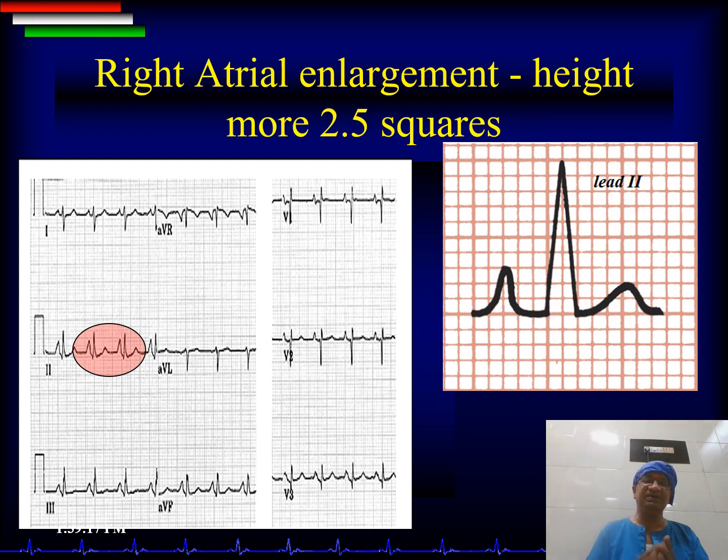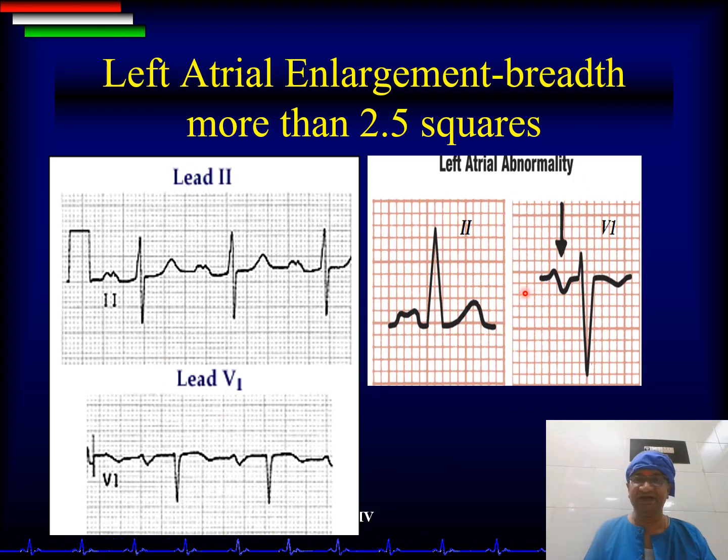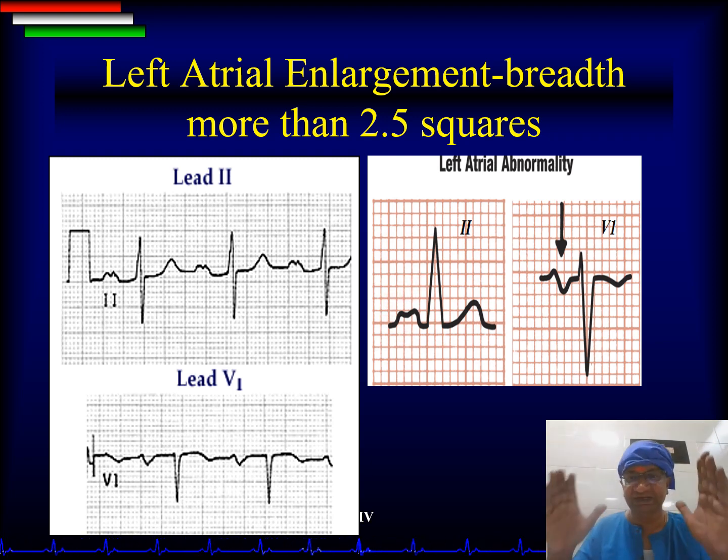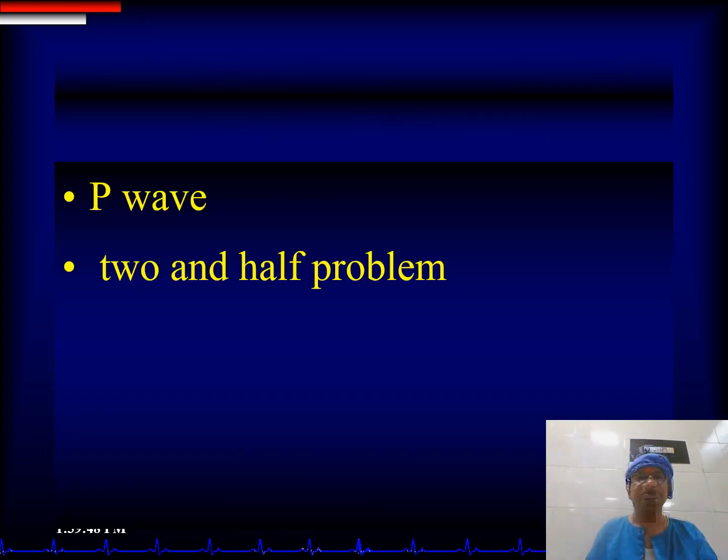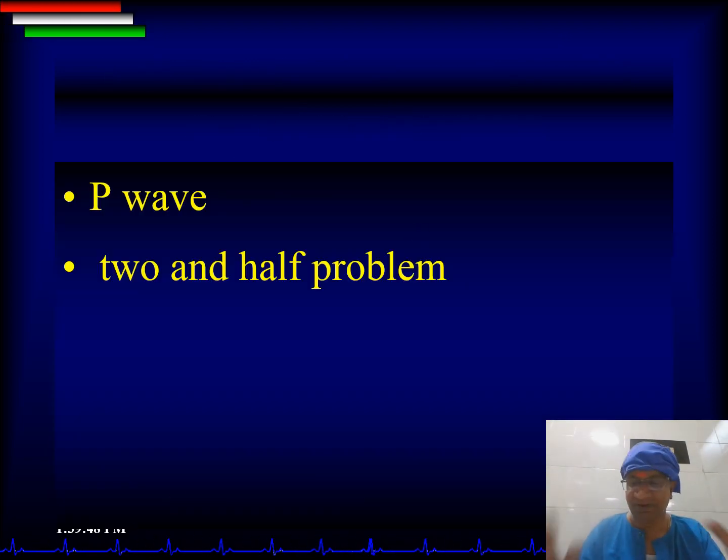Now, here it may be right atrial enlargement, more than 2.5 squares. Left atrial enlargement, see, more than 2.5 squares. This is called bifid because it is bifid. This is biphasic. It goes from neutral to negative. This is biphasic, more than 2.5. This is bifid, more than 2.5. Both are evidence of left atrial enlargement. So P is a 2.5 problem.